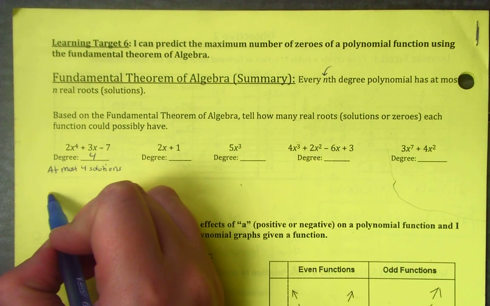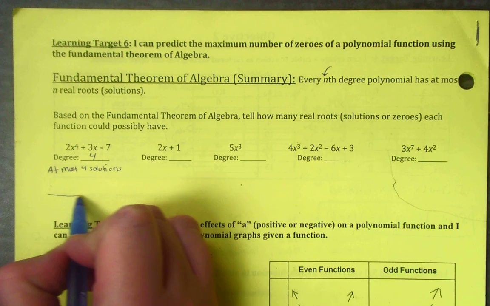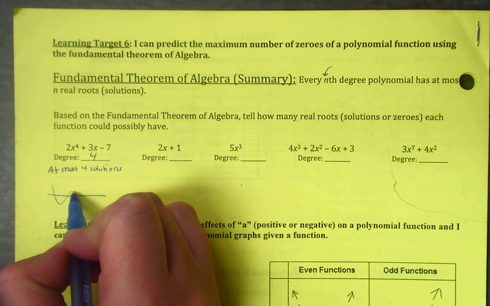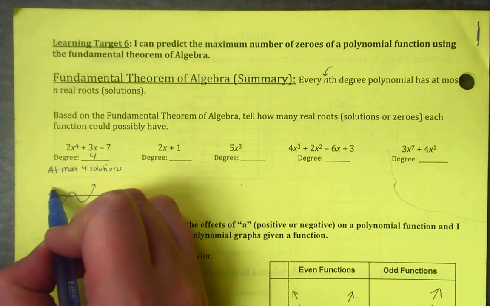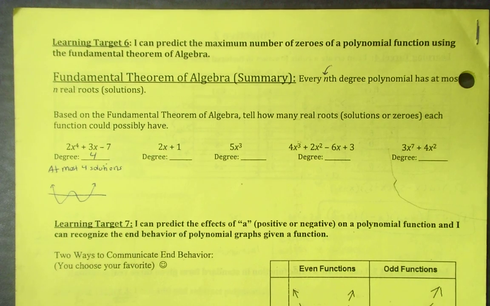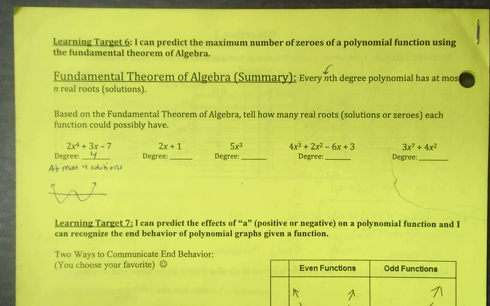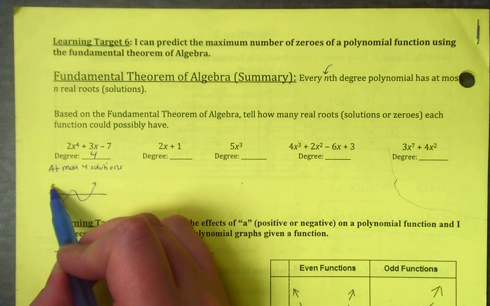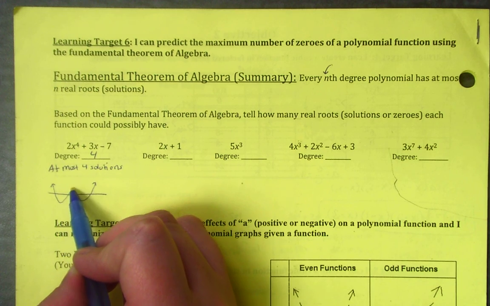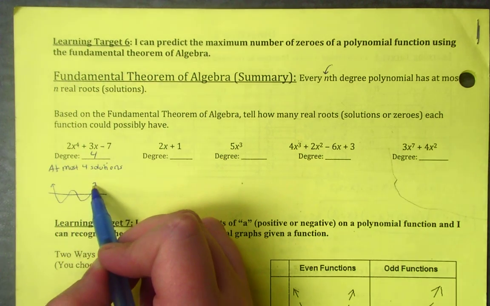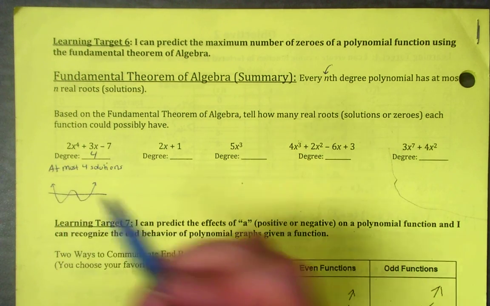And what that would look like is, if this is the x-axis, it could go down, up, down, up. Okay, a 4th degree polynomial is going to switch directions 4 times. It's going to go down, and then it's going to go up, and then it's going to go down, and then it's going to go up. It's going to have 4 different directions.